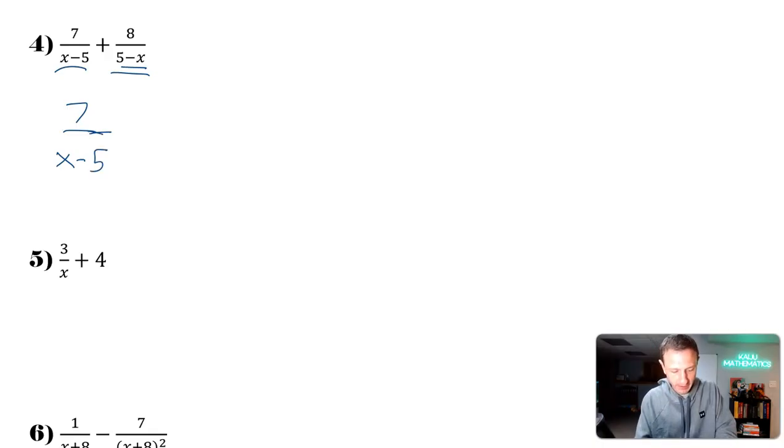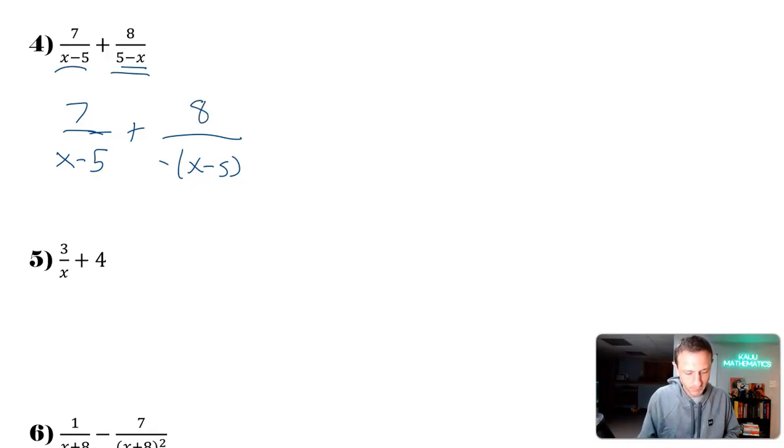And then I take out a negative from here, and that becomes x minus 5 now. So I took out a negative, and that then flips the signs. 5 turns to a negative 5, negative x turns to a positive x. So then now I have this.